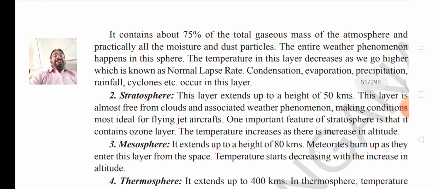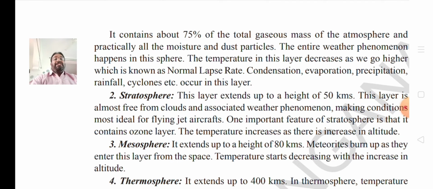The second one is stratosphere. This layer extends up to 50 kilometers. It is almost free from clouds and associated weather phenomena, making conditions most ideal for flying jet aircraft. So you can see the jet aircraft will be flying in this stratosphere. It also contains the ozone layer, as I have already mentioned, about 50 kilometers above. The temperature increases as the altitude increases.